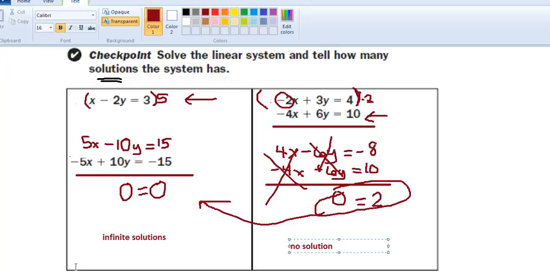Had you put these in y equals mx plus b form, you would have seen that they have the same slope, but that they have different y-intercepts. The other way is probably going to work too. Putting in y equals mx plus b form will be a little bit more successful for most people.